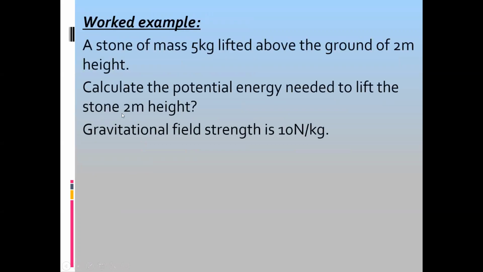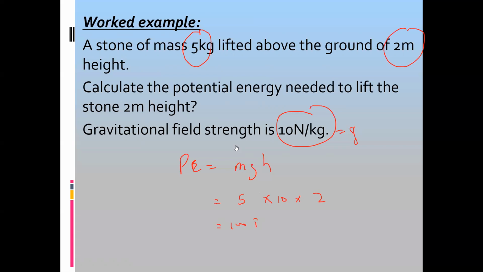So for example, a stone of mass 5 kilograms is lifted to a height of 2 meters. The gravitational field strength, or value of gravity, is 10 newtons per kilogram. We need the potential energy. To get the potential energy is mgh. So mass is 5, gravity is 10, and the height is 2. So 5 multiplied by 10 is 50, 50 multiplied by 2 is equal to 100 joules. The unit of energy is joule, so you will write capital J.